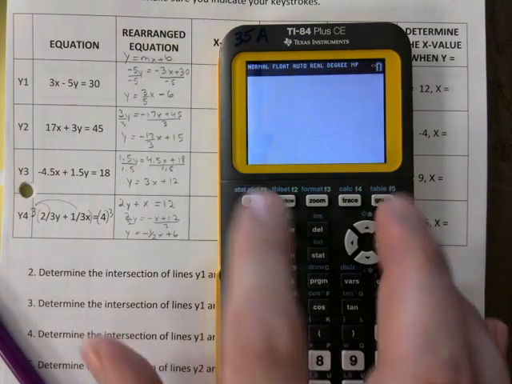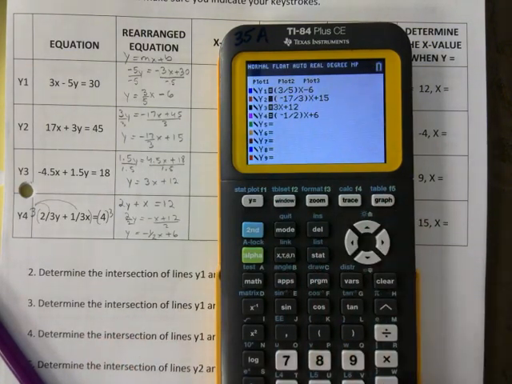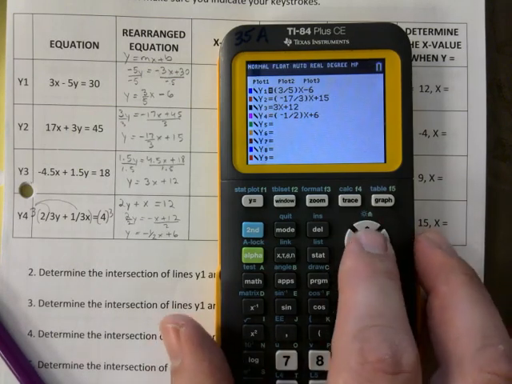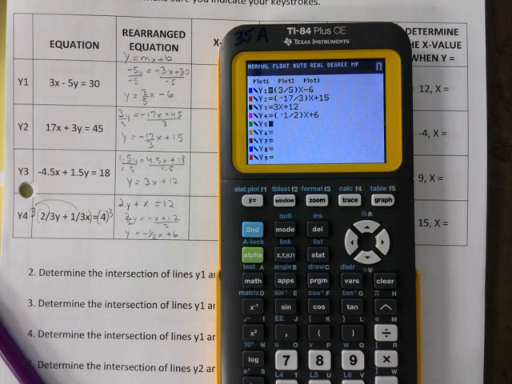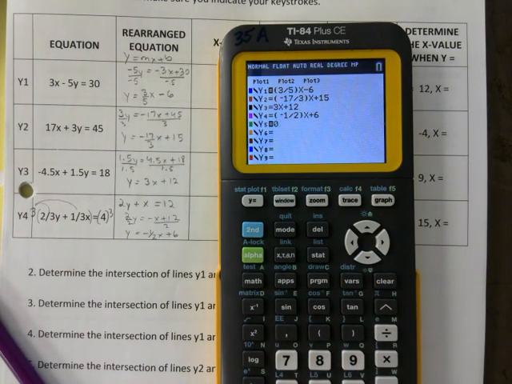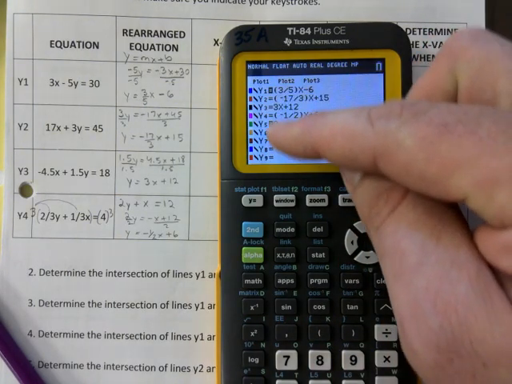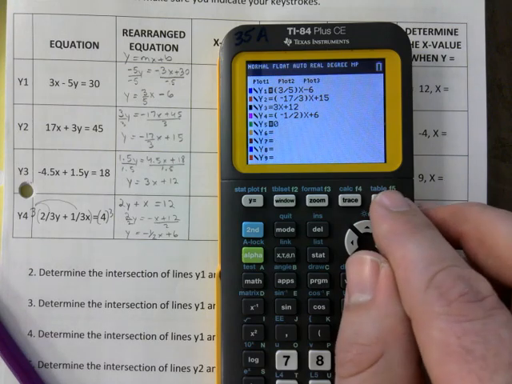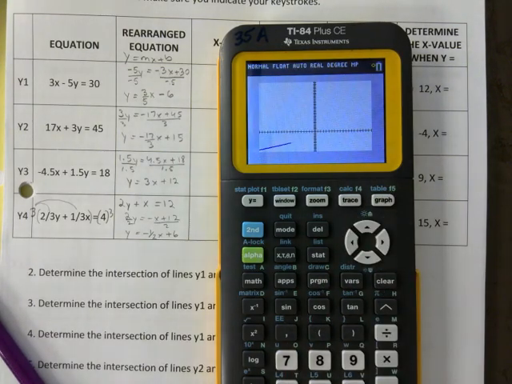So what I'm going to do here is I'm going to go y equals. I'm going to turn off y2, y3, and y4. y5, I'm going to make that equal to 0. Boom. So make sure it's on. Make sure you go 0. So the only two that are on is y1 and y5 right now. Hit graph. Perfect.